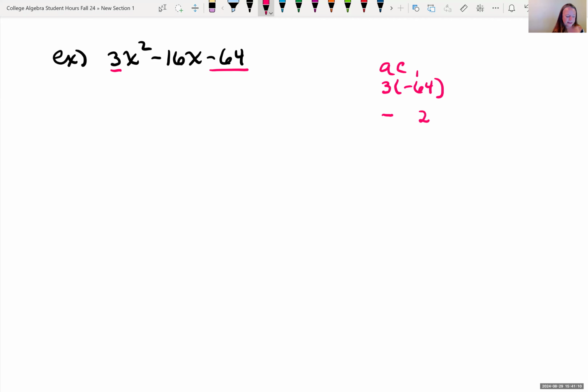So again, I'm kind of a little bit freaking out because with 192, I don't really know factors of 192 that would multiply to 192 and add to 16. Negative 192, negative 16. But if that's the case, then what you should do is start using your factoring tree, trying to rewrite your number as prime factors.